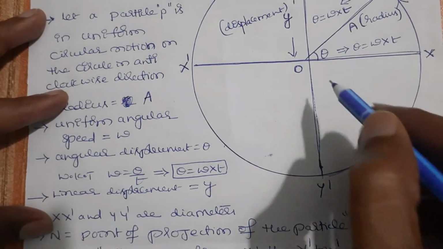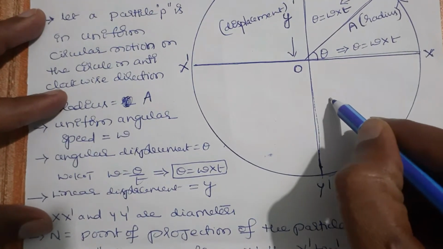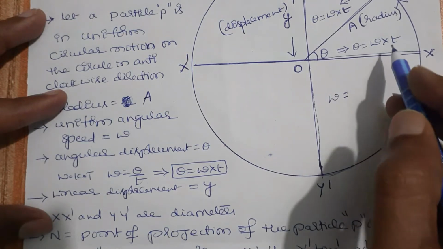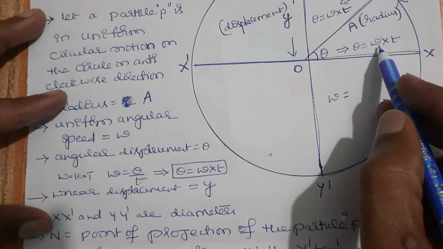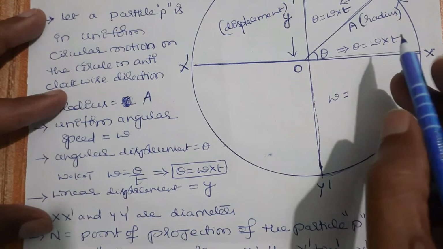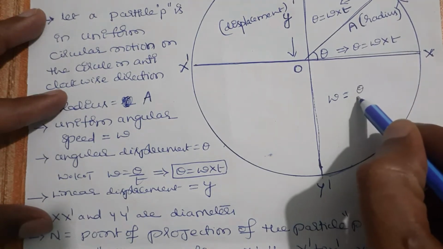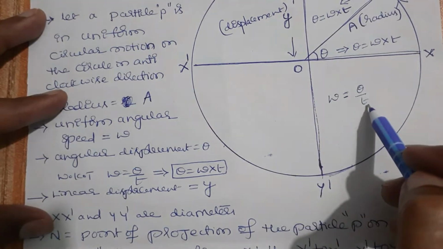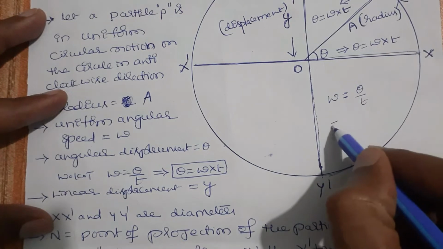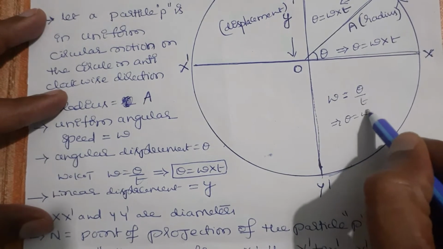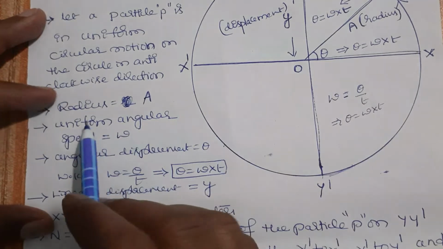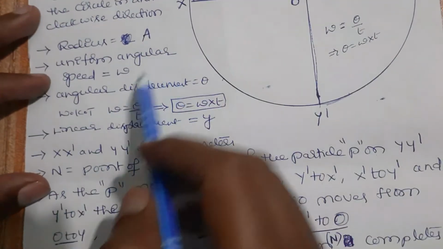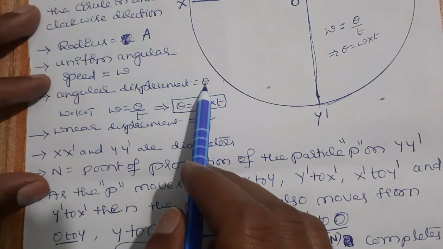You know that the magnitude of uniform angular velocity is given by the formula: angular displacement divided by time taken. Angular displacement is theta and time is t. So theta is equal to omega into t. So the radius is capital A, uniform angular speed is omega, and angular displacement is theta, students.